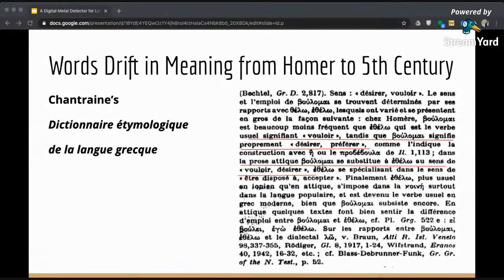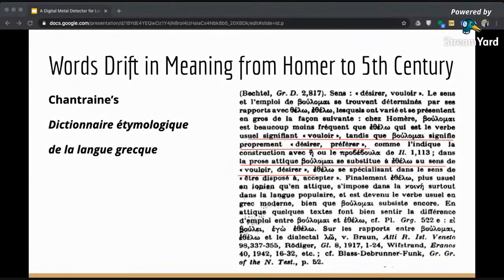Now, there are some cases, as James Clackson has pointed out in Greek lexicography, where words are shown to change their meaning. Here, Chantraine shows us that ethelo, which usually means I want in Homer, vouloir, while boulomai usually means to desire or to prefer. Whereas in Attic prose, boulomai has replaced ethelo in the sense of want and desire. So there's clearly been a drift there from Homer to the 5th century in terms of the meaning of words, which we can see is occasionally documented in Greek lexicography.